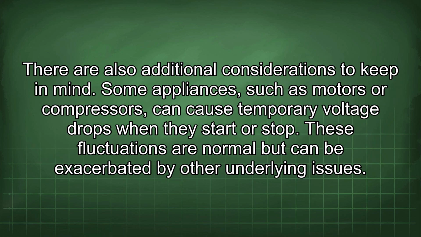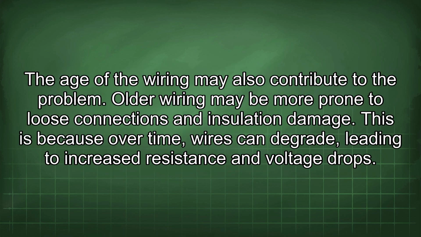There are also additional considerations to keep in mind. Some appliances, such as motors or compressors, can cause temporary voltage drops when they start or stop. These fluctuations are normal but can be exacerbated by other underlying issues. The age of the wiring may also contribute to the problem. Older wiring may be more prone to loose connections and insulation damage. This is because over time, wires can degrade, leading to increased resistance and voltage drops.